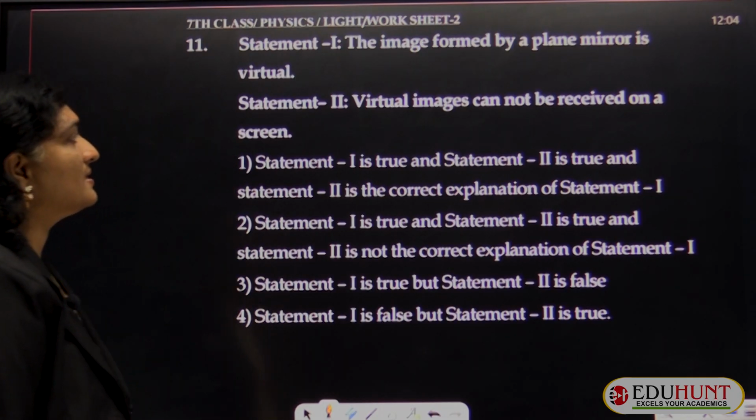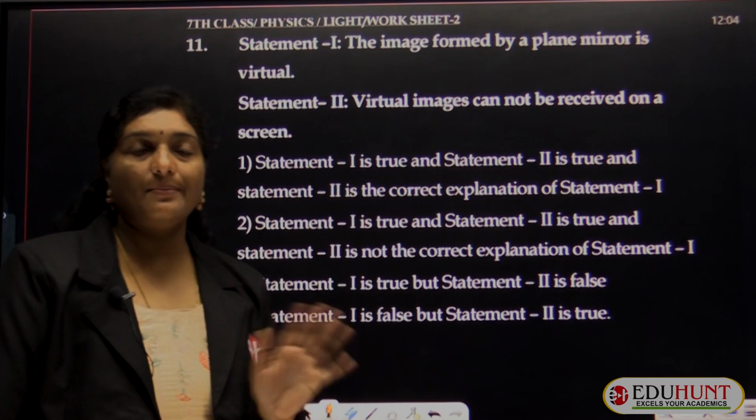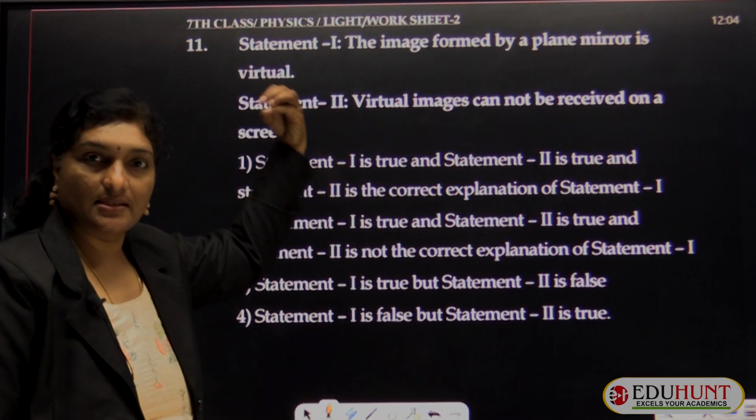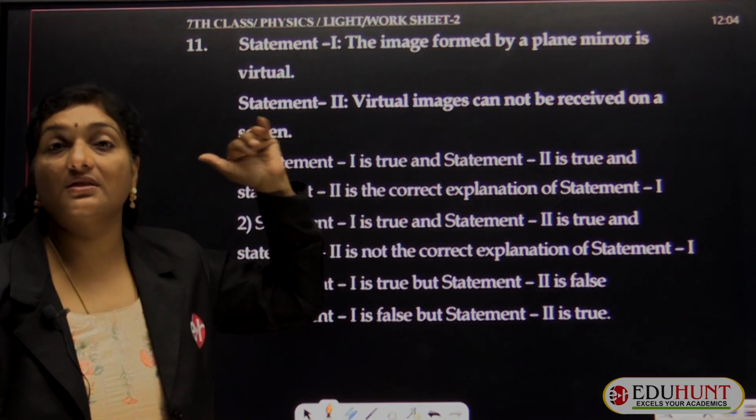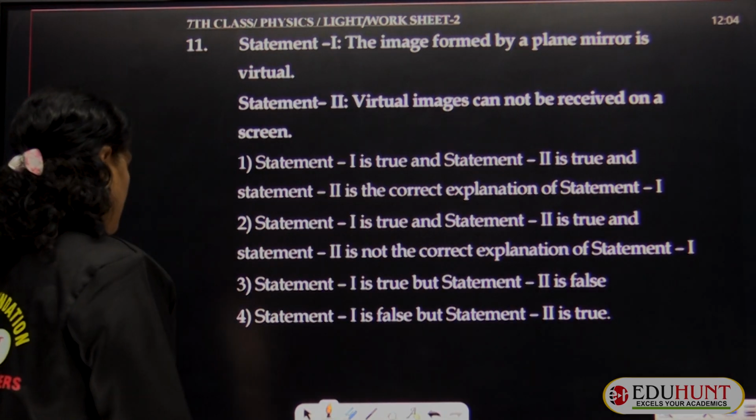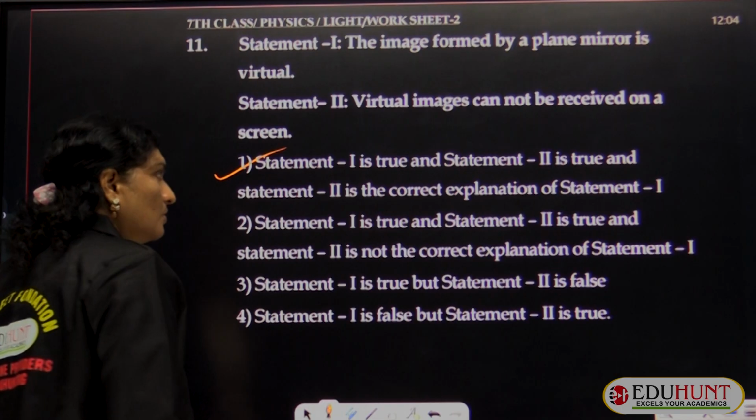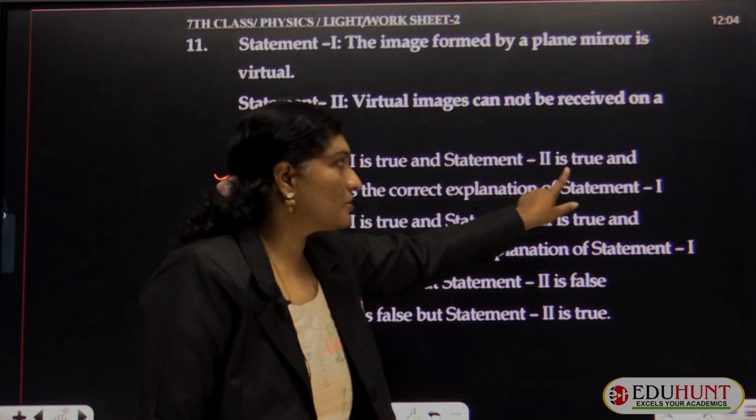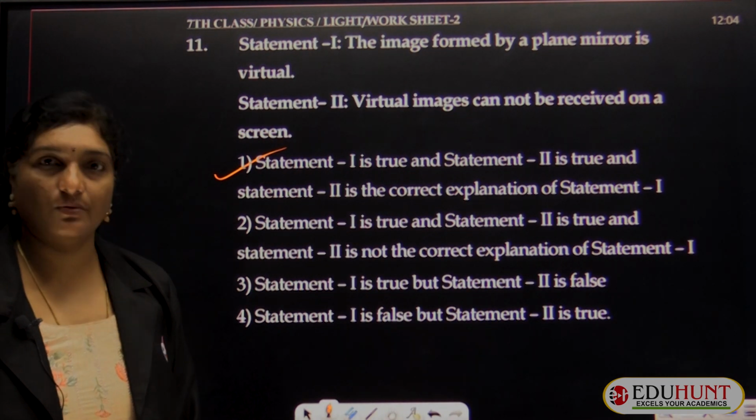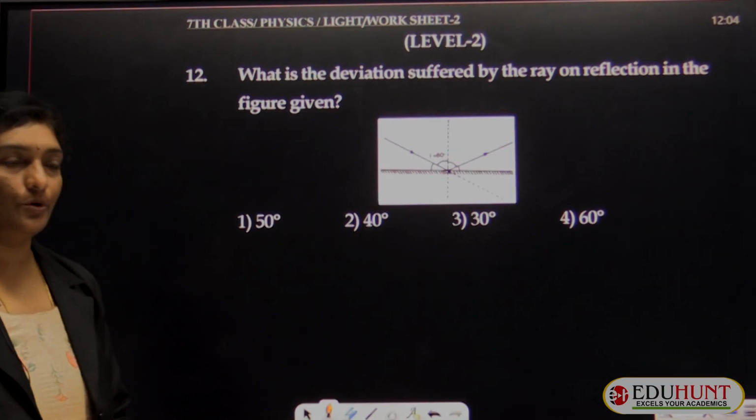Option 2, virtual images cannot be received on a screen. That is what we have explained so far. So, virtual images can never be caught on a screen. So, the first statement is true, even the second statement is true, and the second statement is the correct explanation of statement 1. So, what is the correct value, children? Statement 1 is true, statement 2 is also true, and statement 2 is the correct explanation of statement 1. So, now moving to the next question, level 2 numericals.